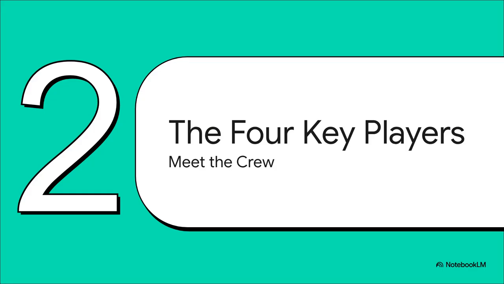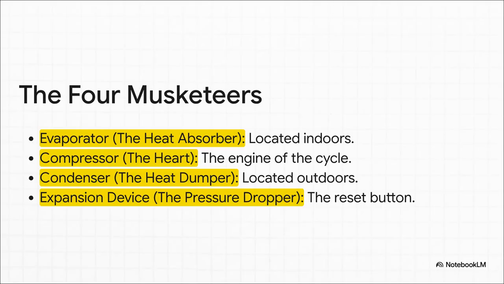Okay, section 2. Now, our little refrigerant can't pull off this heist all by itself, right? It needs a crew, a team of 4 key players that make this whole thing happen. Let's meet the 4 musketeers of refrigeration. You've got the evaporator, that's the heat absorber inside. Then there's the compressor, think of it as the heart, the engine of the whole operation. Outside, you have the condenser, which is the heat dumper. And last but not least, the expansion device. That's kind of like the reset button for the whole cycle. These 4 work together in a perfect loop.